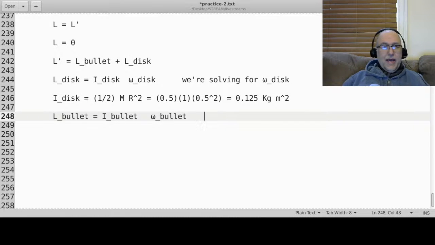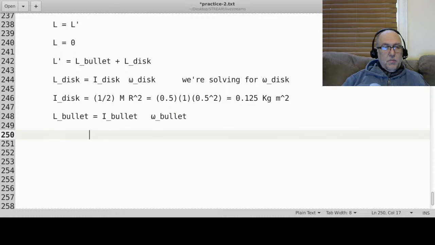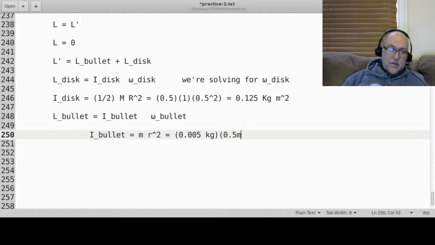Now we know how to deal with that. The moment of inertia of the bullet here, that I bullet, is going to be mr squared, where m is 0.005 kilograms, that's the 5 grams, and r is 0.5 meters, squared.